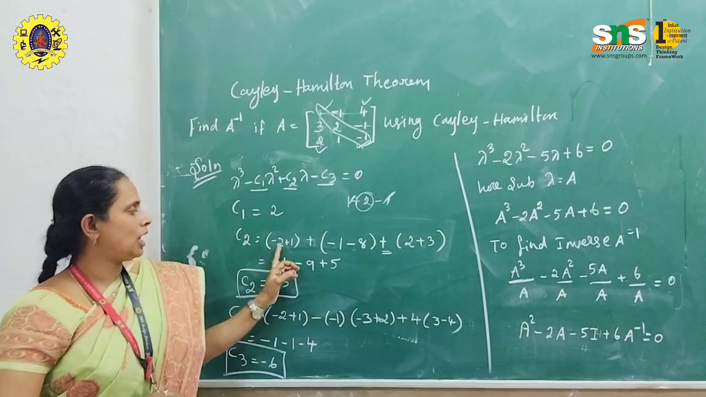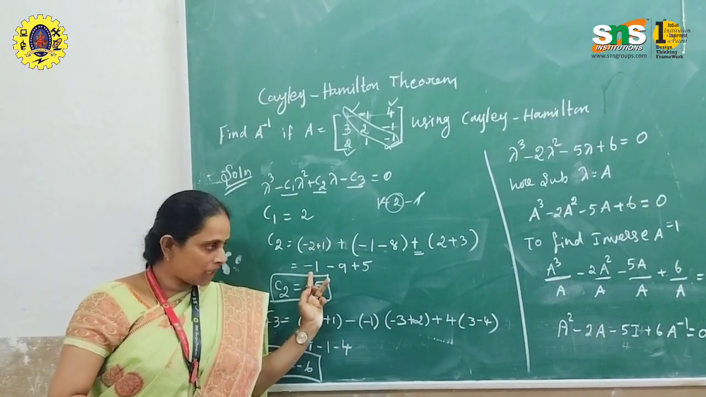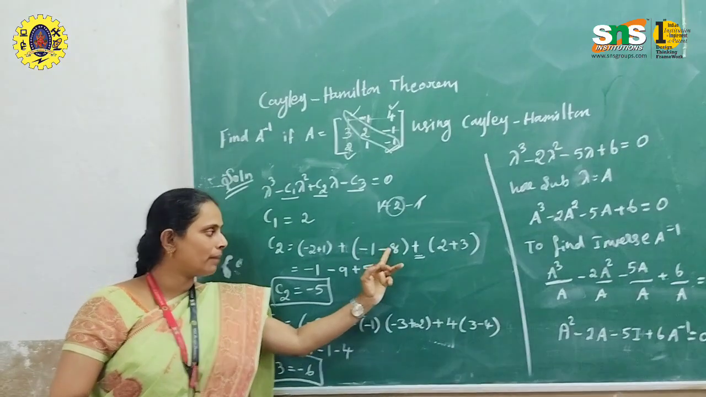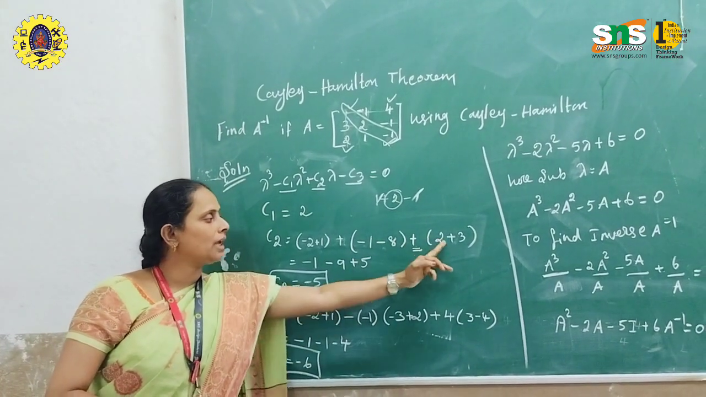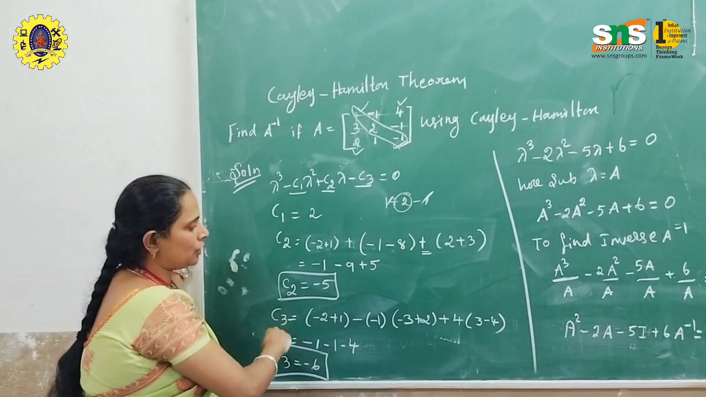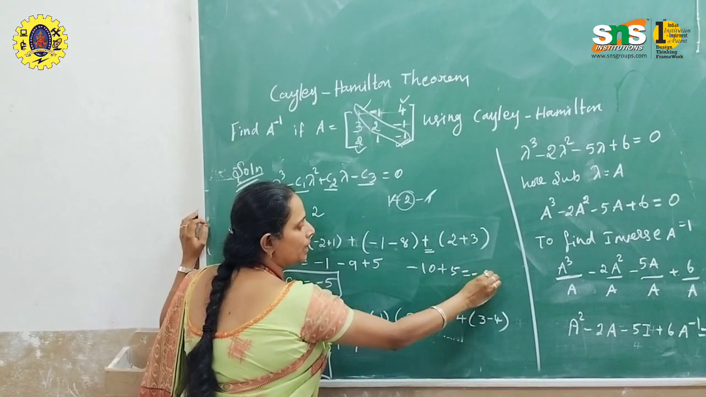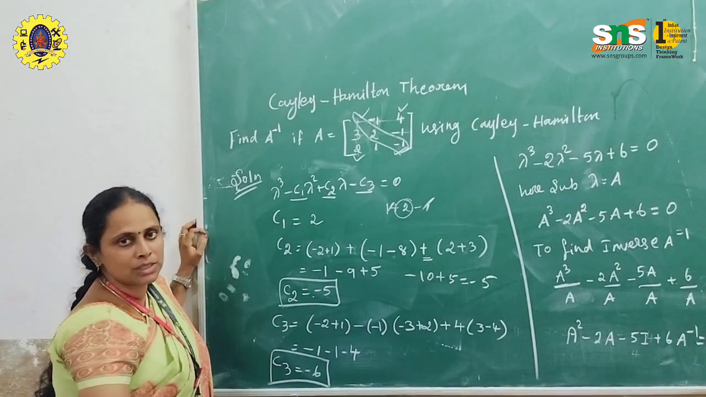Now we simplify this. Minus 2 plus 1 is minus 1. Again minus 1 minus 8 is minus 9. Again 2 plus 3 is 5. After simplification, minus 10 plus 5 is minus 5. So the C2 value is minus 5.